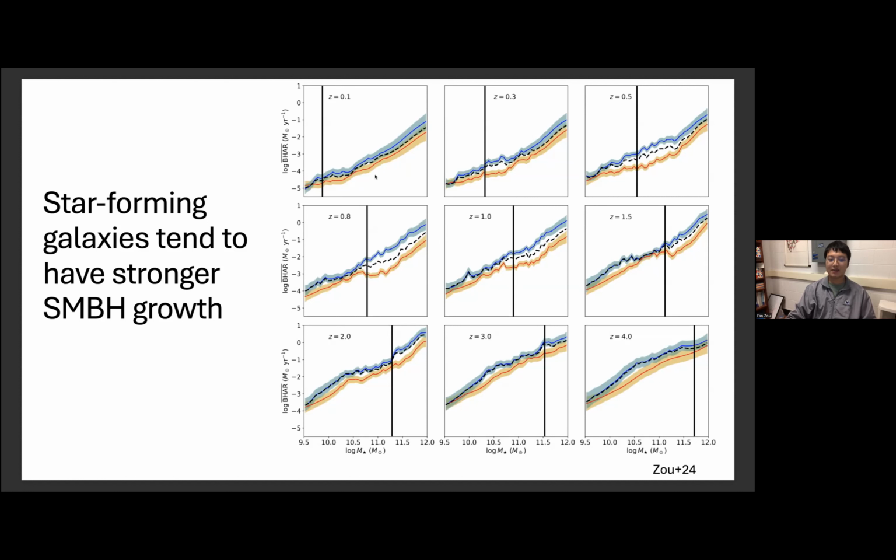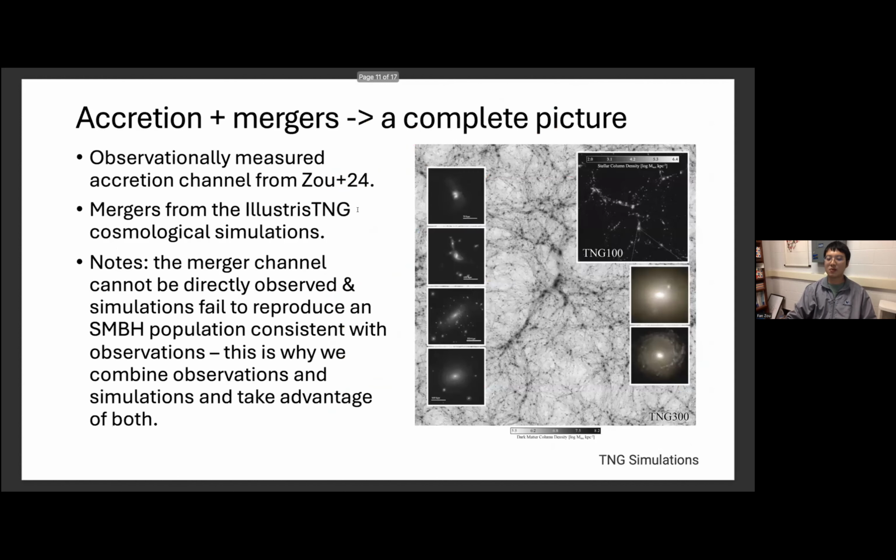But in the second part, I'm going to talk about one important implication based on these results of our depiction of the accretion channel. That is, we will add the merger channel into the consideration, so that we combine accretion and merger, then we can build a complete picture of the supermassive black hole growth.